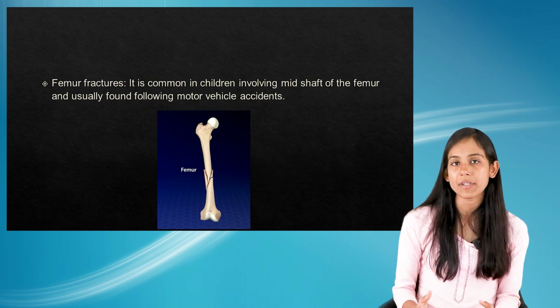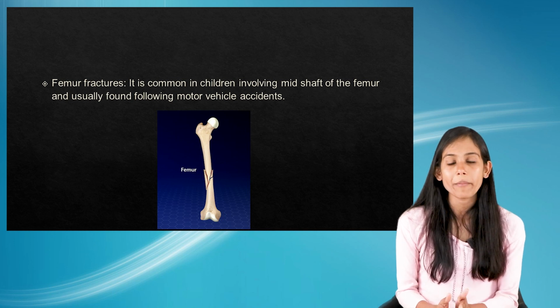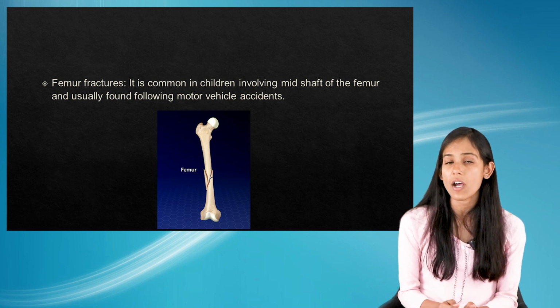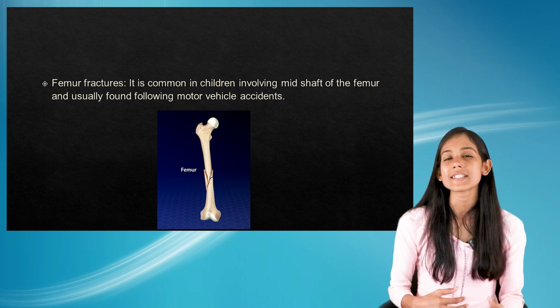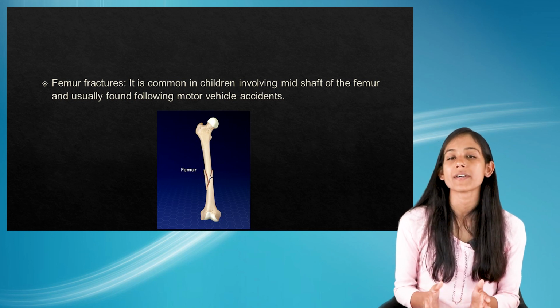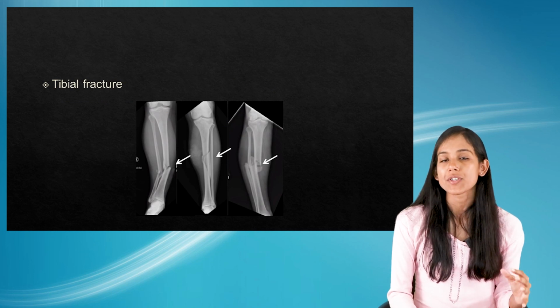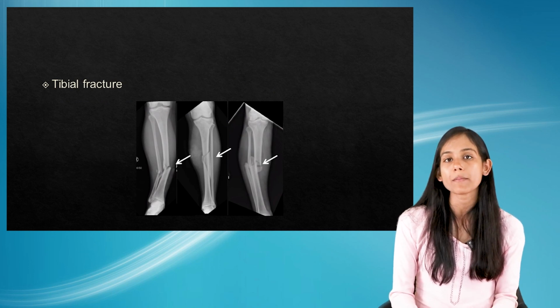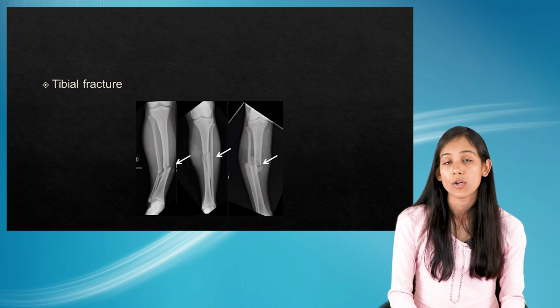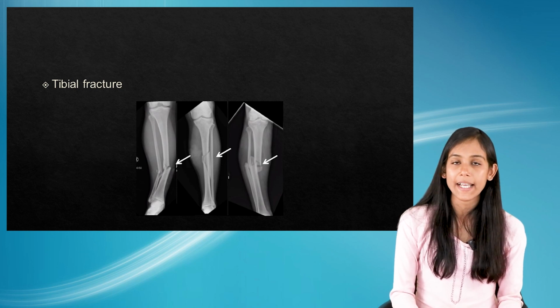And then there are femur fractures. This is very common in children. This involves the mid shaft of the femur, and this is usually found following a motor vehicle accident. And then there is tibial fracture. Tibial fracture is the most common type of lower extremity fracture, we can say, in children. So these were some of the common sites where we can see fracture in children.